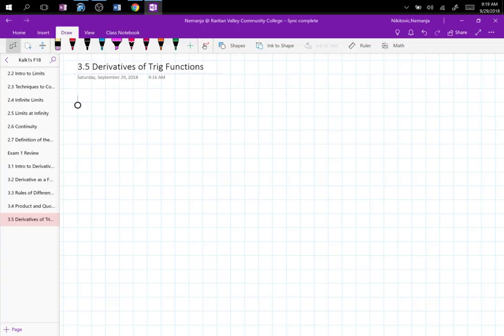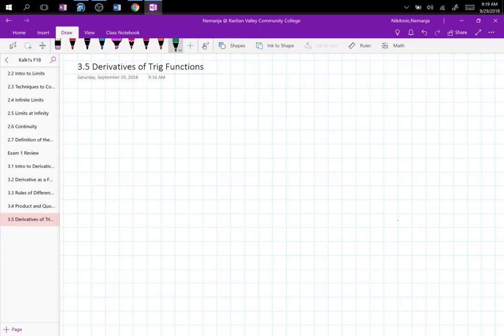Before we do any of the derivatives, I just need to remind you of a few identities that you will need. Let's do those in green. I don't use green enough. And then we'll derive the derivative of the sine function just because it's fun, and then we'll go on and do the 6 trig function derivatives and then have fun with problems. So here we go.